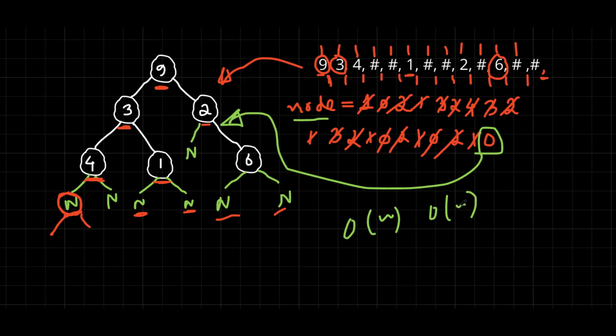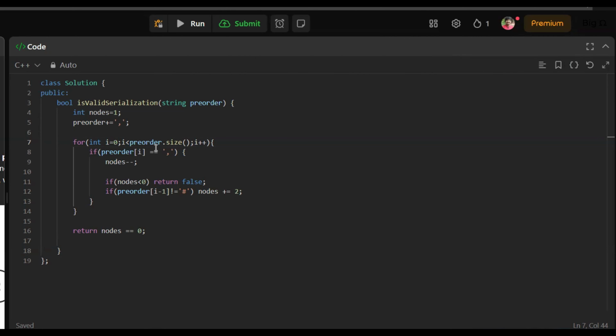I hope you understood the algorithm. Now let's move on to the code. In this problem, the code is pretty simple. At first, we are given a function named isValidSerialization, which has a string preorder and initializes our value nodes with 1 and adds a comma after the given string. Now we are running a loop from 0 to the size of the string, and here if the current character is comma, that means before that we have found a node, so we have to decrement the node value.